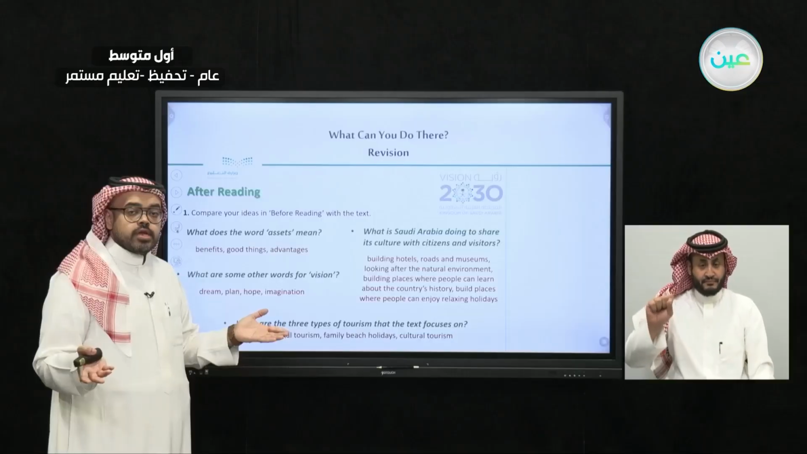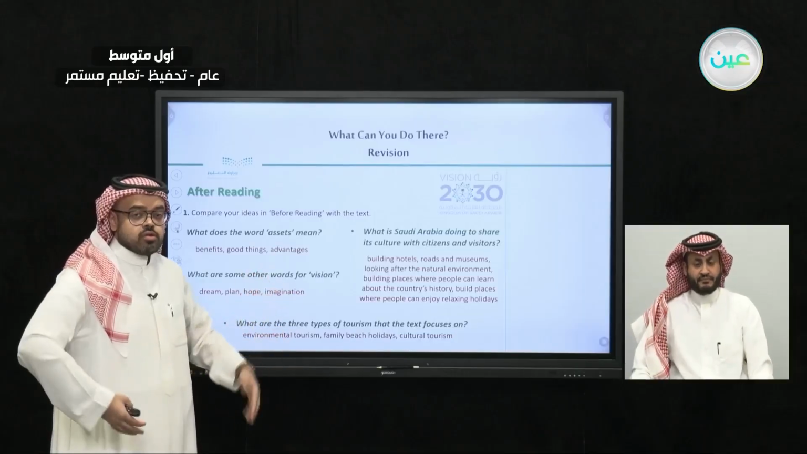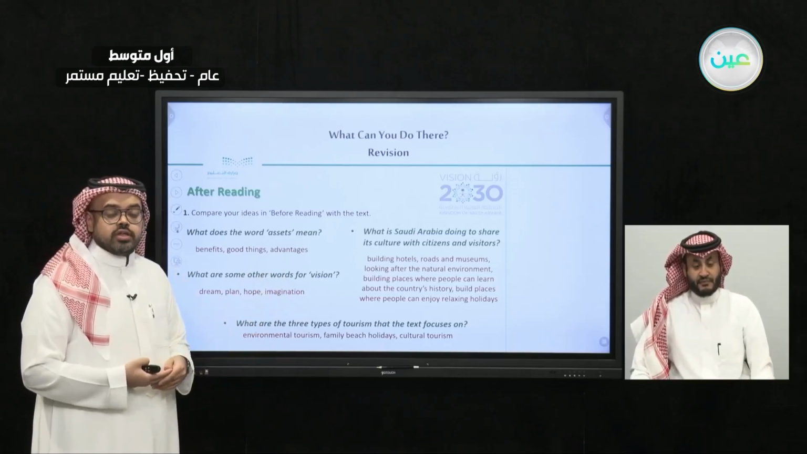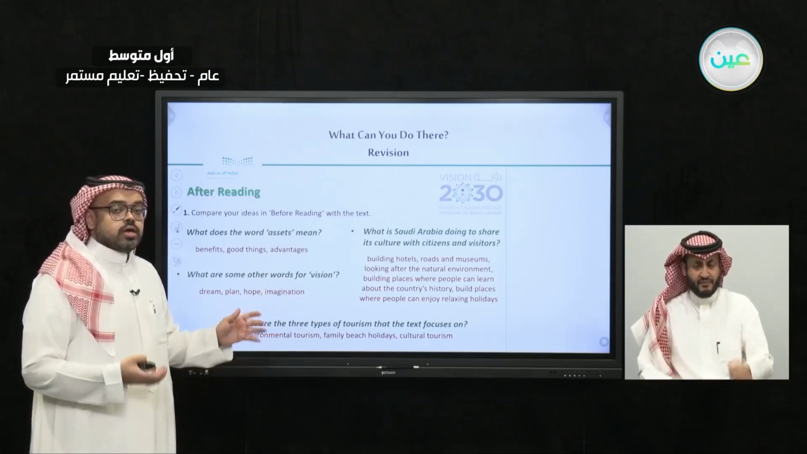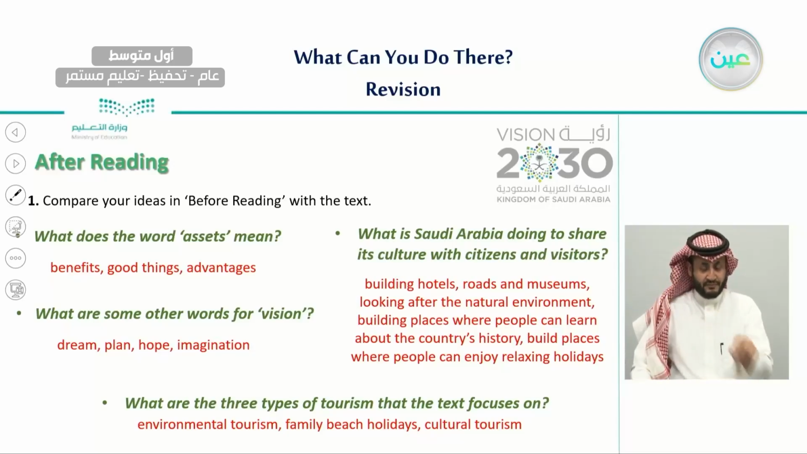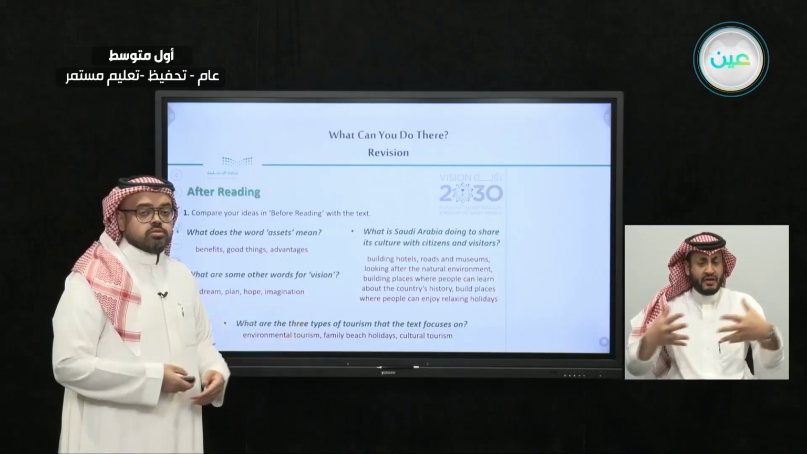What did we say the meaning of assets was? We said that it means the benefits or the advantages. We also elicited other words for vision, like goals and dreams. And we talked about the three types of tourism, as we said, and also what Saudi Arabia is doing right now to share its culture around the world.